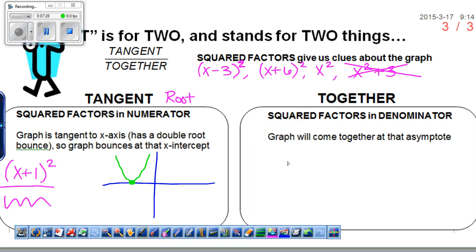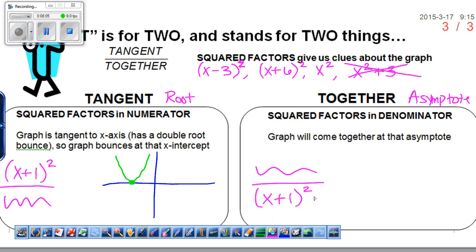If you have a squared factor in the denominator, so if we have something over x plus 1 squared, what that's going to do is create a together asymptote. Think about all those graphs we graphed yesterday. They always went opposite directions at the vertical asymptote. Would y'all agree with that? One side of the vertical asymptote always went up and the other side went down, right? We have the two opposite pieces.